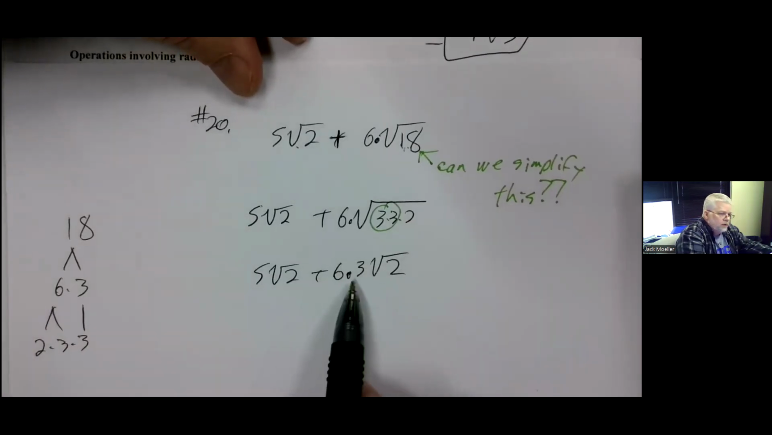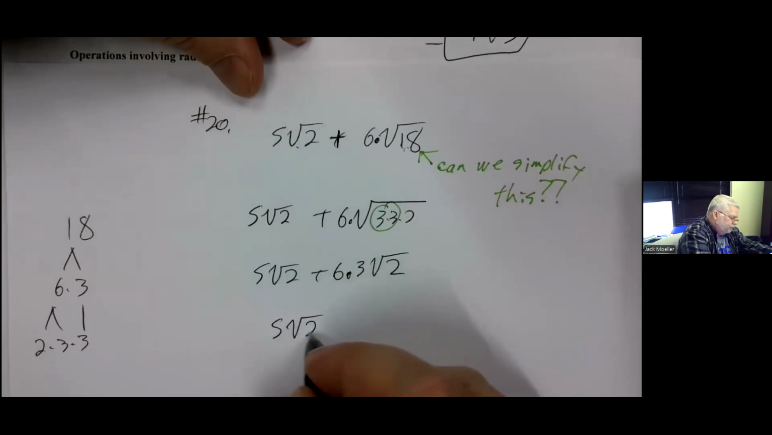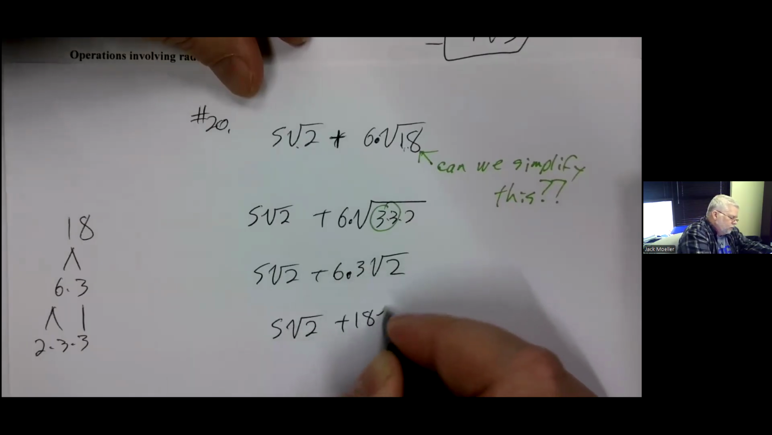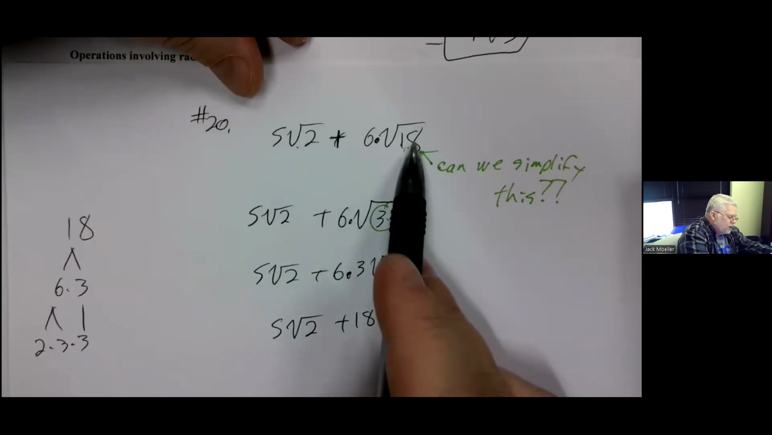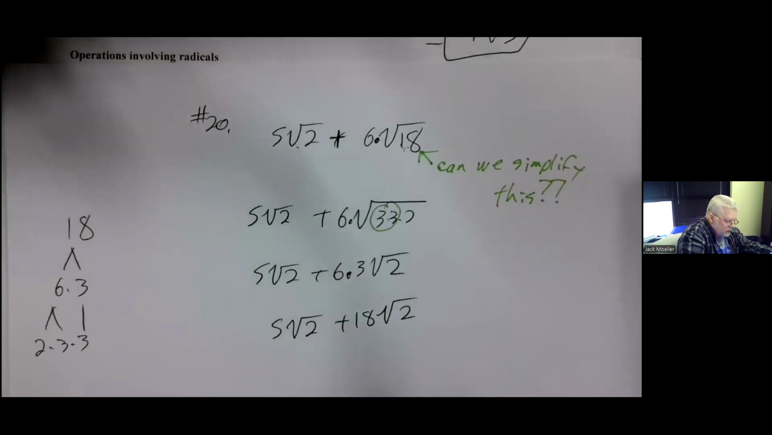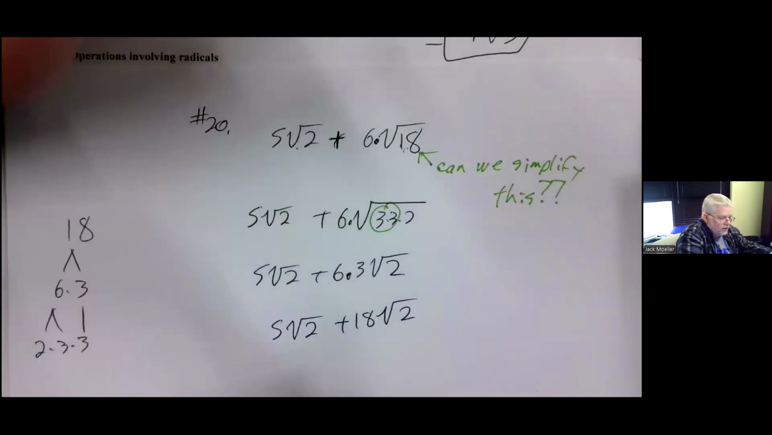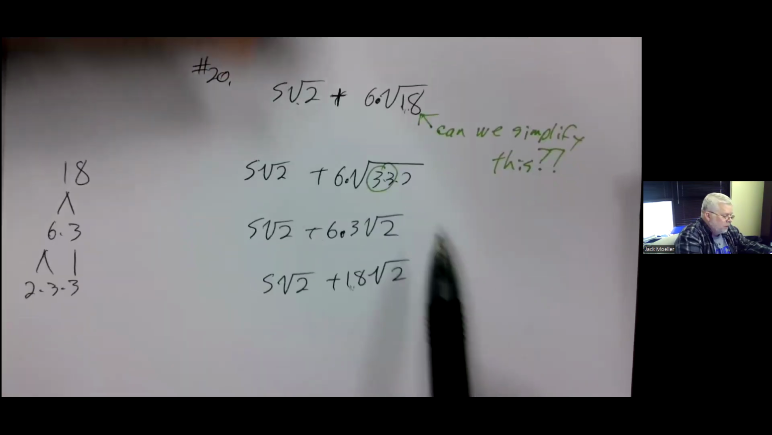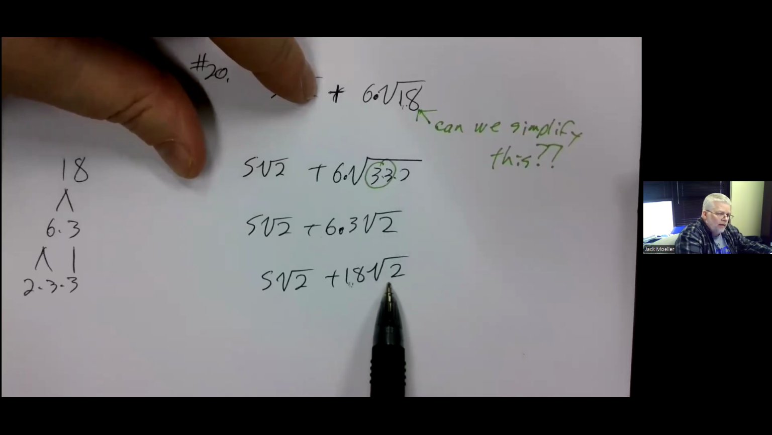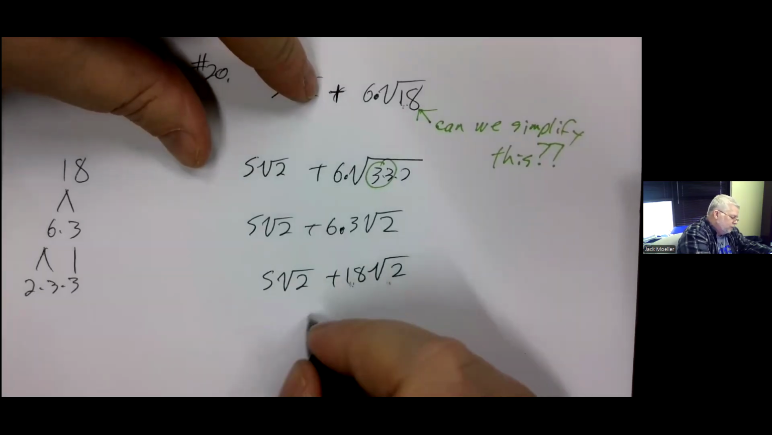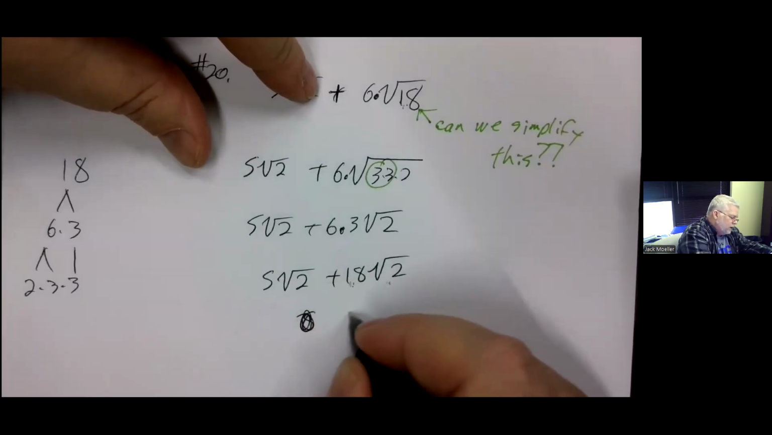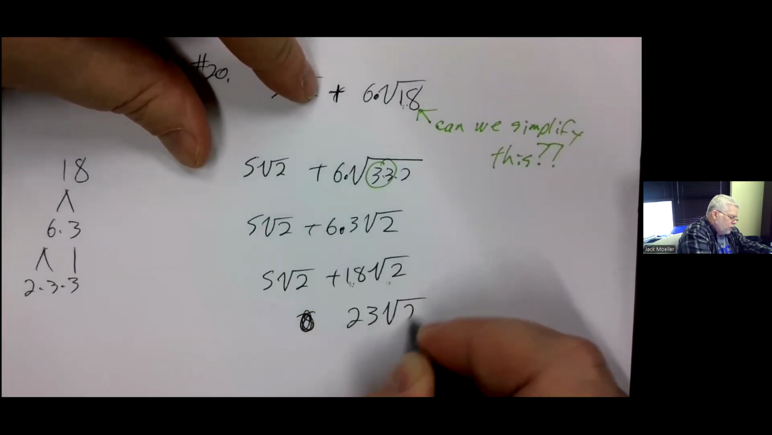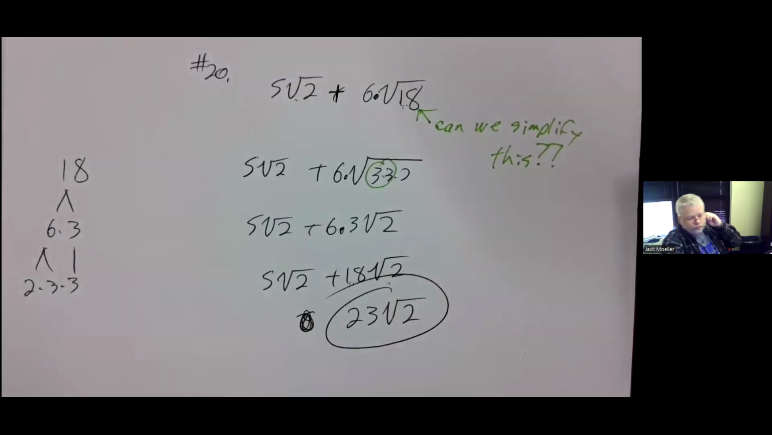And how do we deal with this? Well, 6 times 3, that's outside the radicals, that would be 18. That's just a coincidence that the 18 ended up on the outside. If that hadn't been a 6, it would have been an 18 out here. But by simplifying that, we now have square root of 2, square root of 2, so this can actually be added. So 5 plus 18 is 23. We have 23 square root of 2.